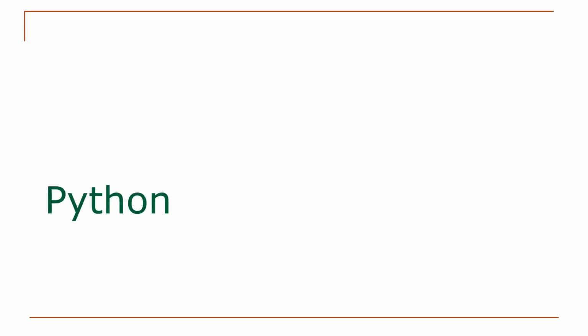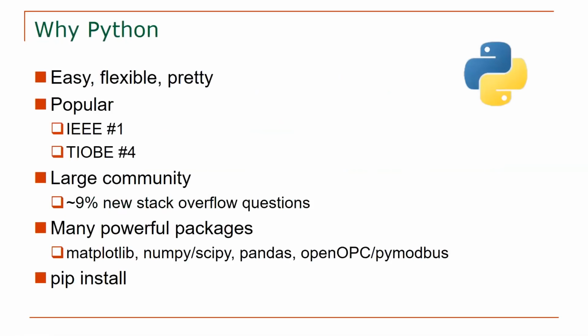So first, why did we choose Python? I personally really like Python. I think it's easy, flexible, and pretty. It's also a very popular language. IEEE rated it number 1. The TIOBE index has it at number 4 right behind Java, C, and C++, and it's still climbing. That popularity brings a large community.